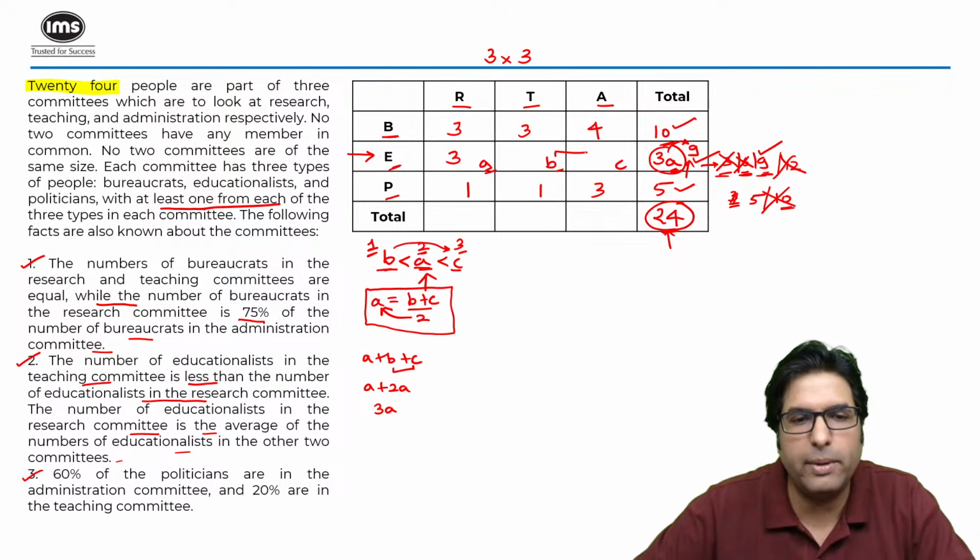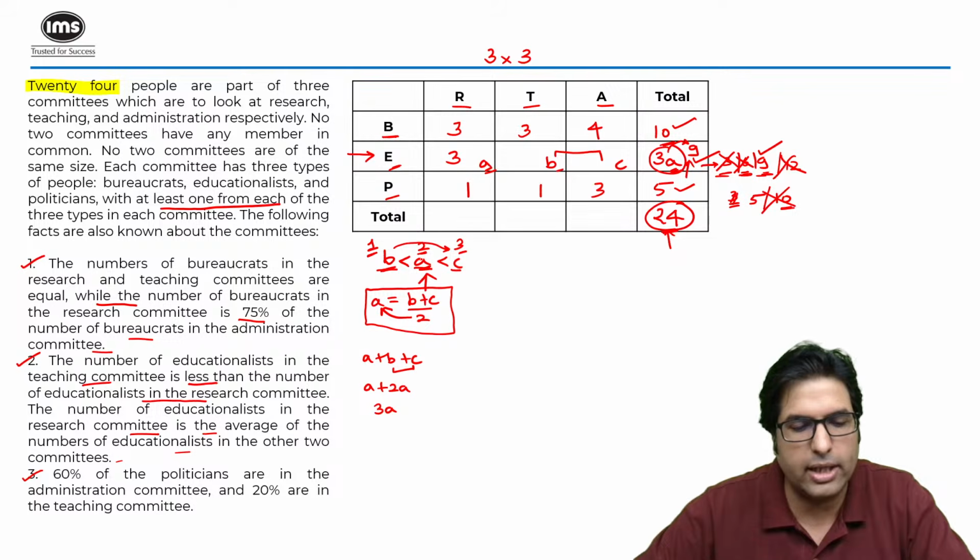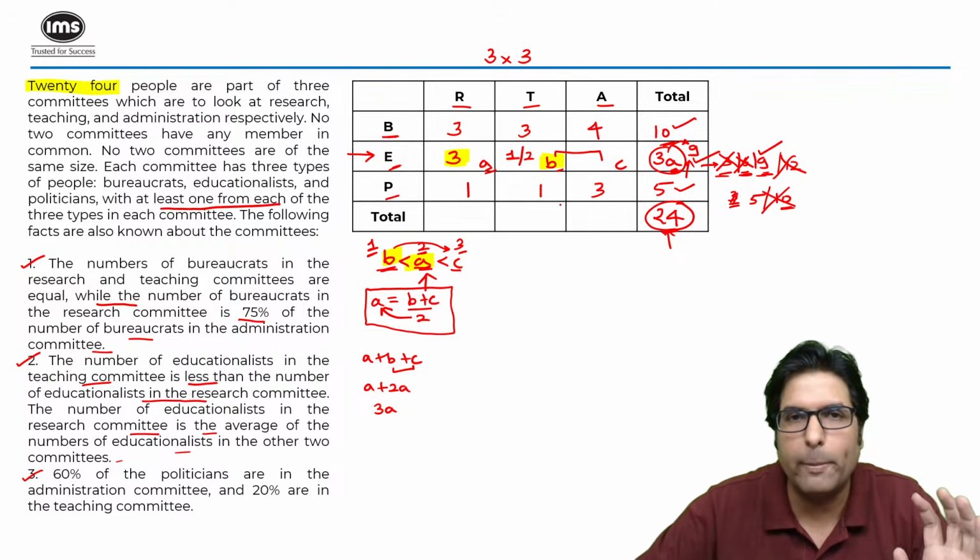So now we are left with B and C. What could be the possible values for B and C? Remember, B has to be less than A. So look at this particular clue here. B has to be less than A. The value for A is 3. So the value for B has to be less than 3. It could either be 1 or it could be 2. These are the only two possible values.